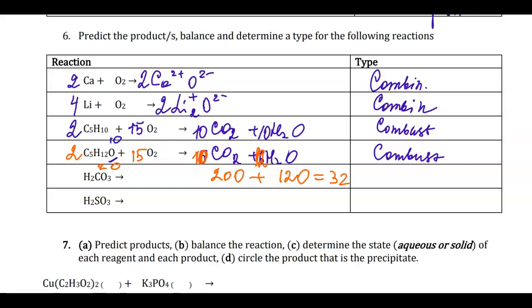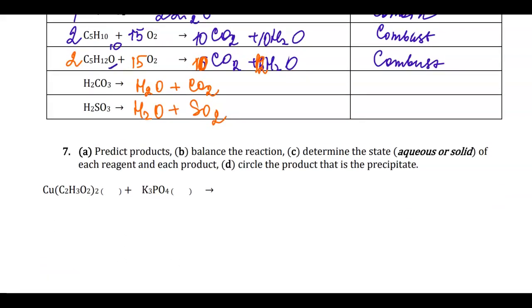See? Okay, the next one, the next two equations. So they are decomposition equations, and you need to memorize them. CO2 and here H2O plus SO2. Okay, decomposition.